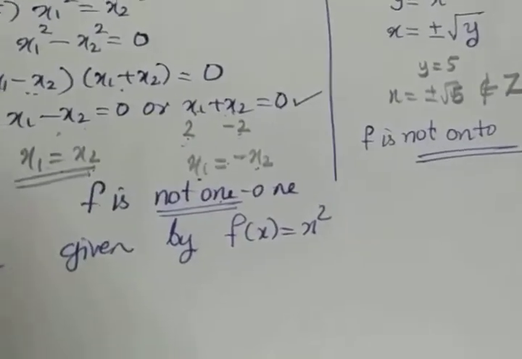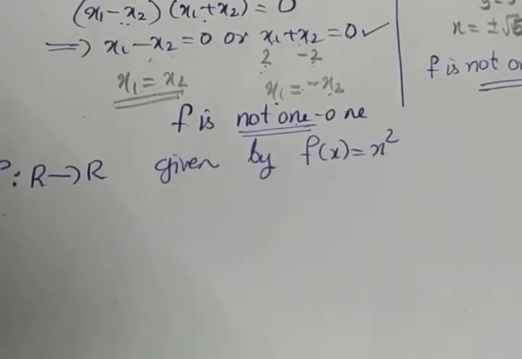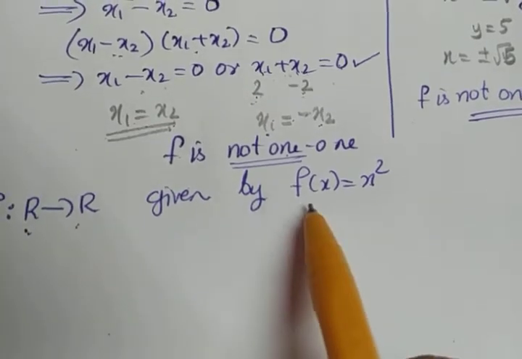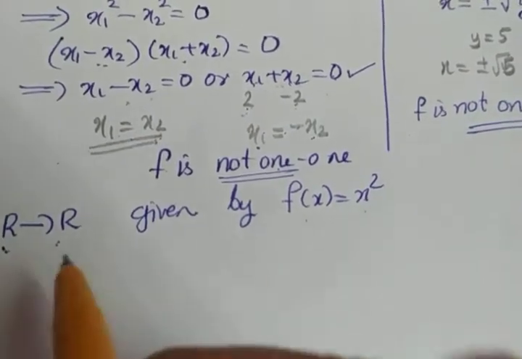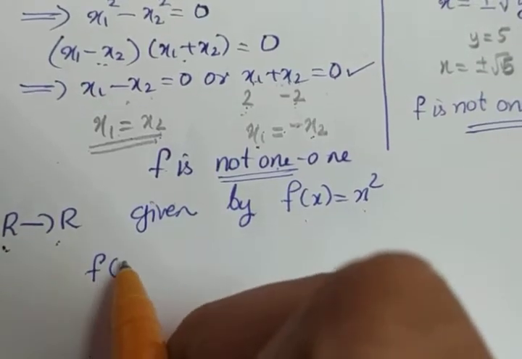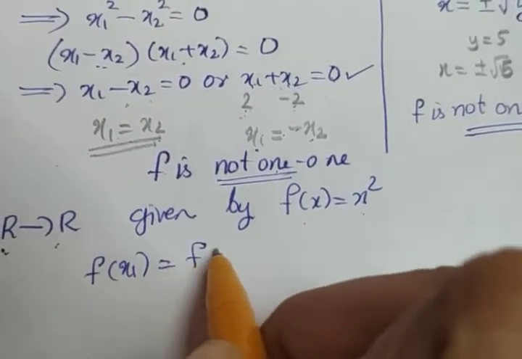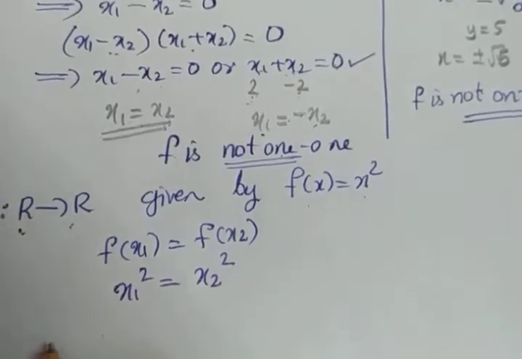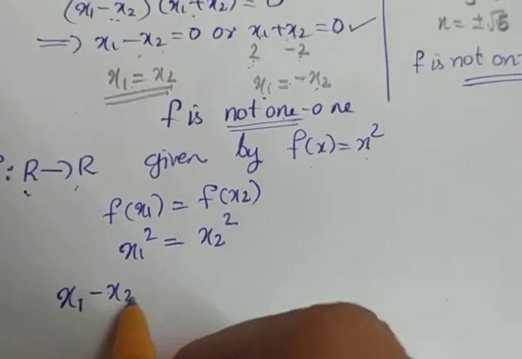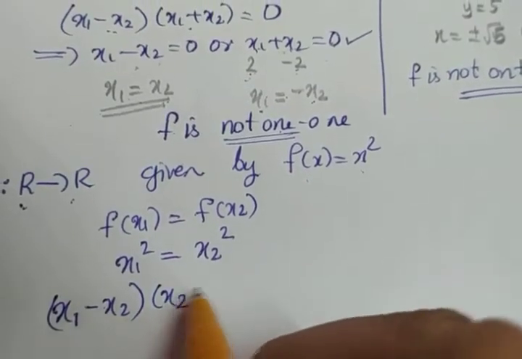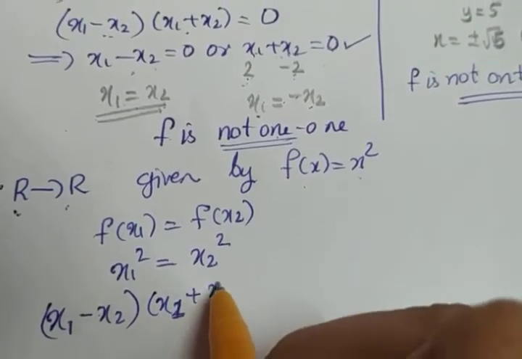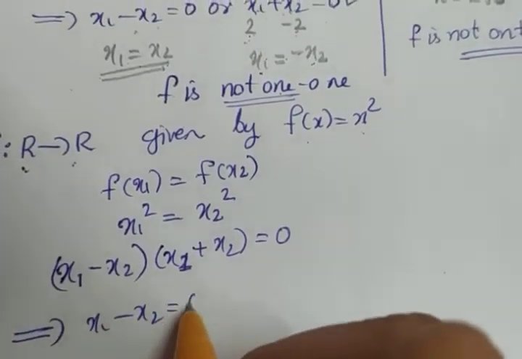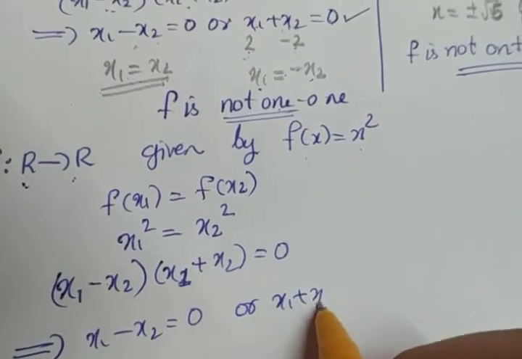Okay. The third question, the third function: there is only a difference in the domain and the codomain, which is from R to R, real numbers to real numbers, given by f of x equal to x square. Here also we will check whether f of x is 1, 1. Take f of x1 equal to f of x2. That means x1 square equal to x2 square. We have already dealt with this. So we are getting the equation x1 minus x2 into x1 plus x2 equal to 0, which implies either x1 minus x2 equal to 0 or x1 plus x2 equal to 0.